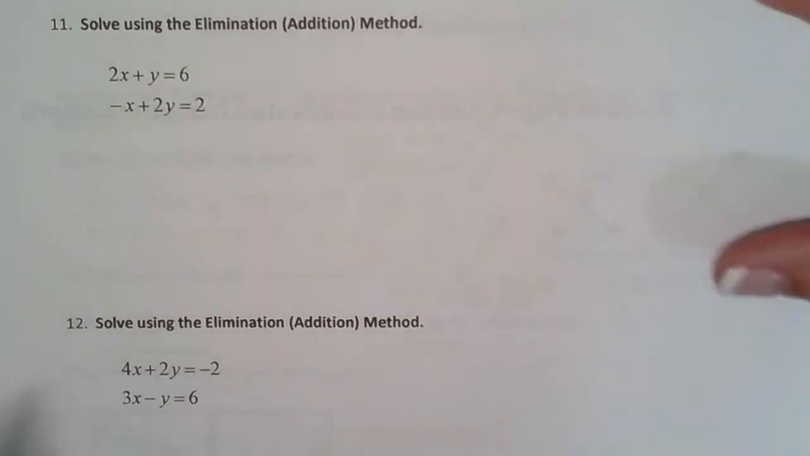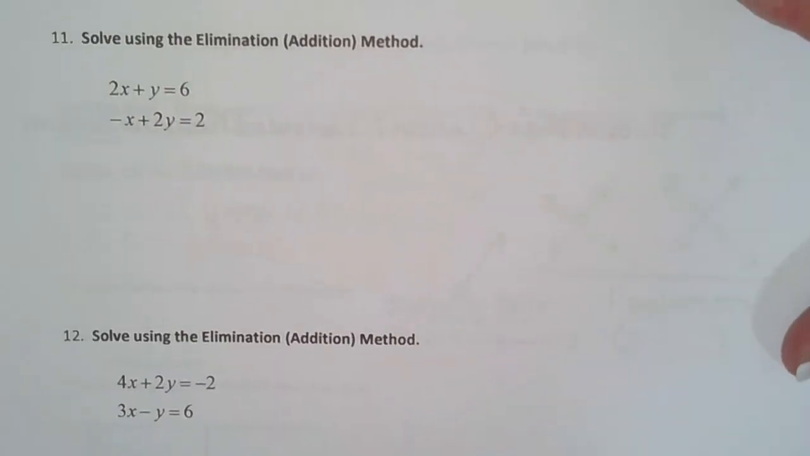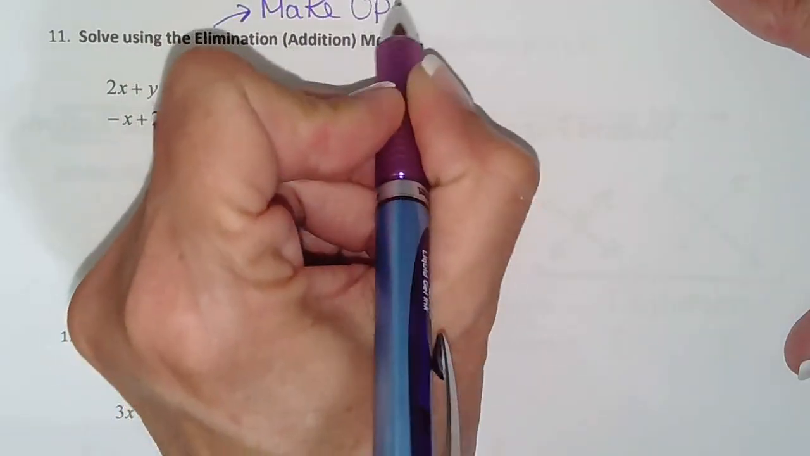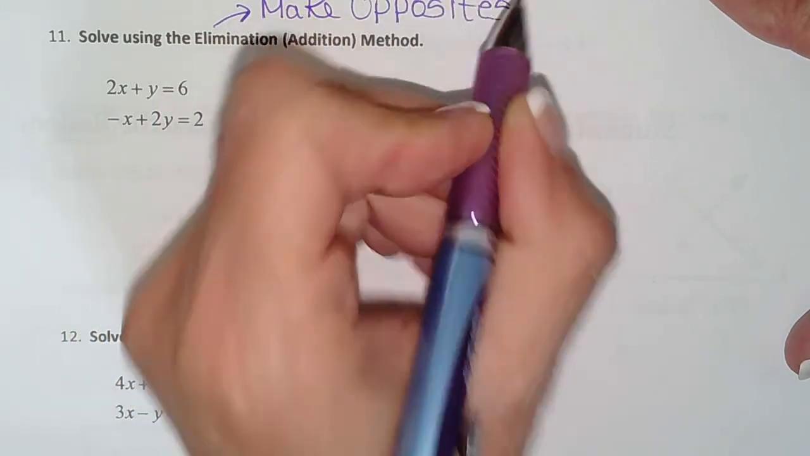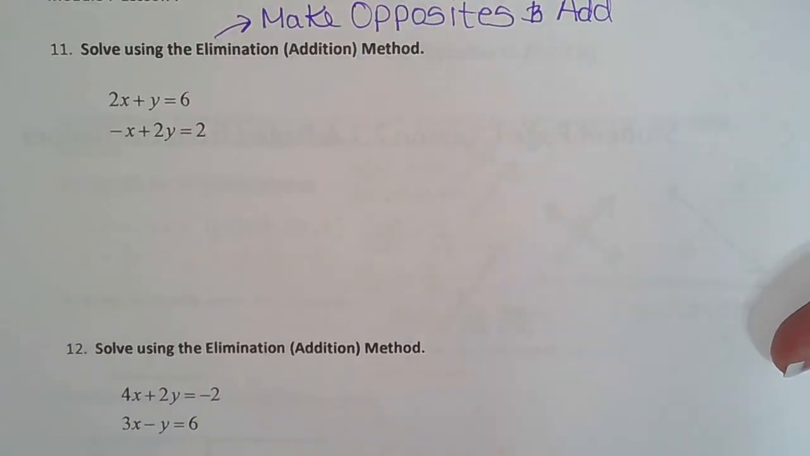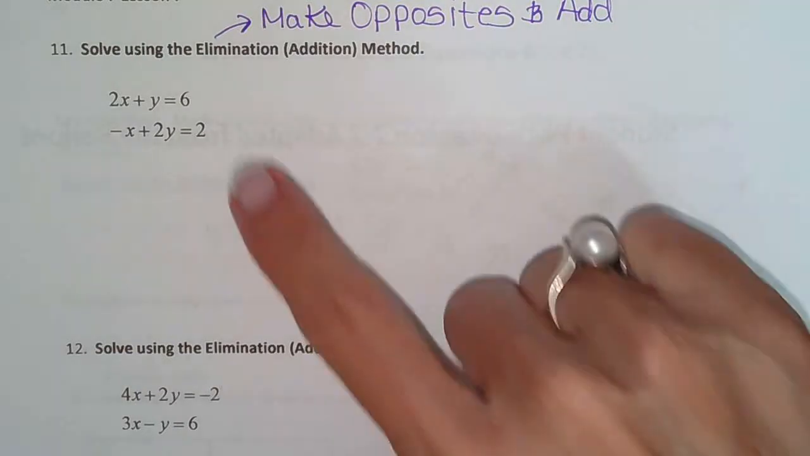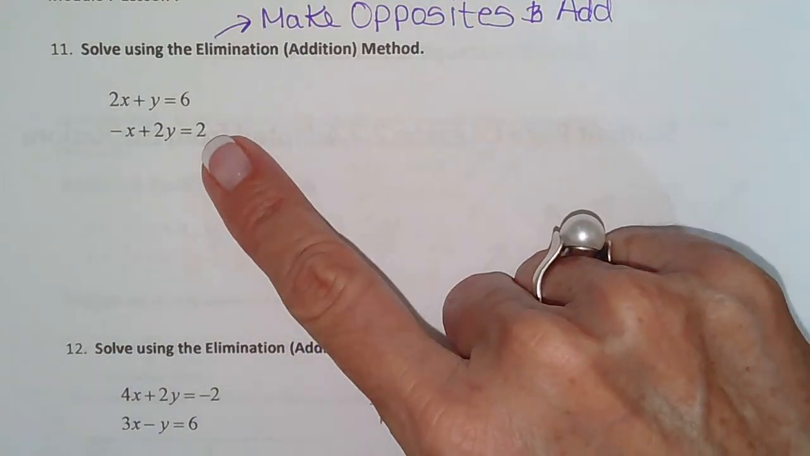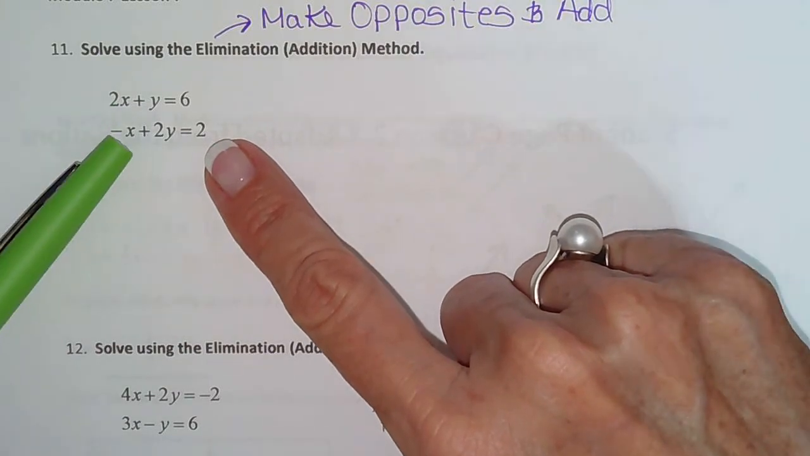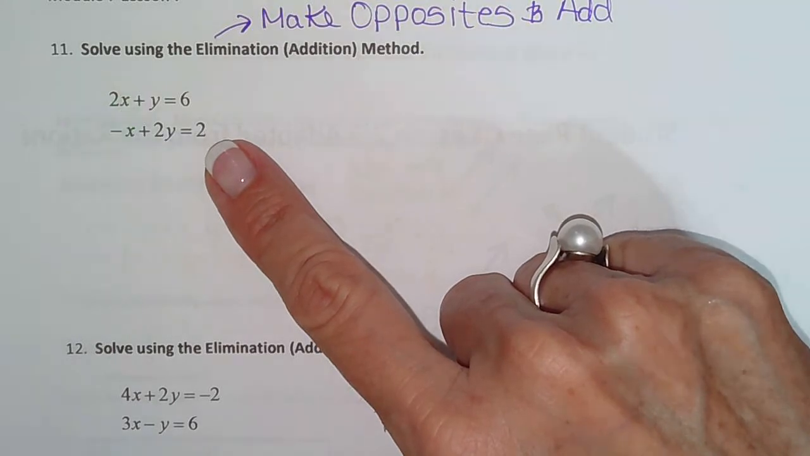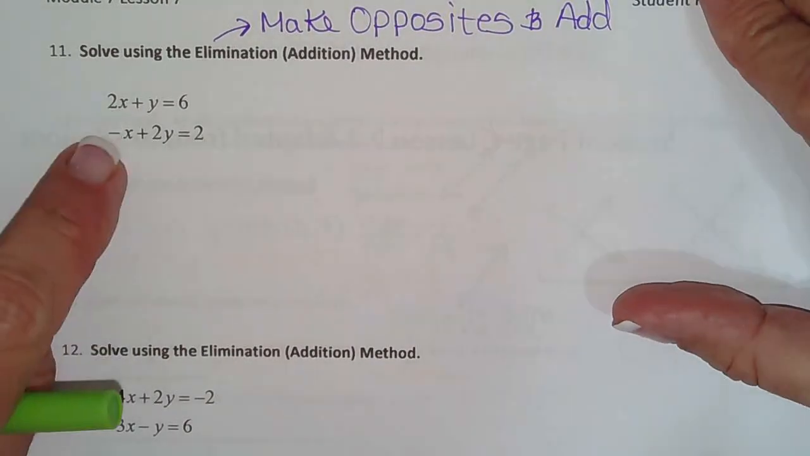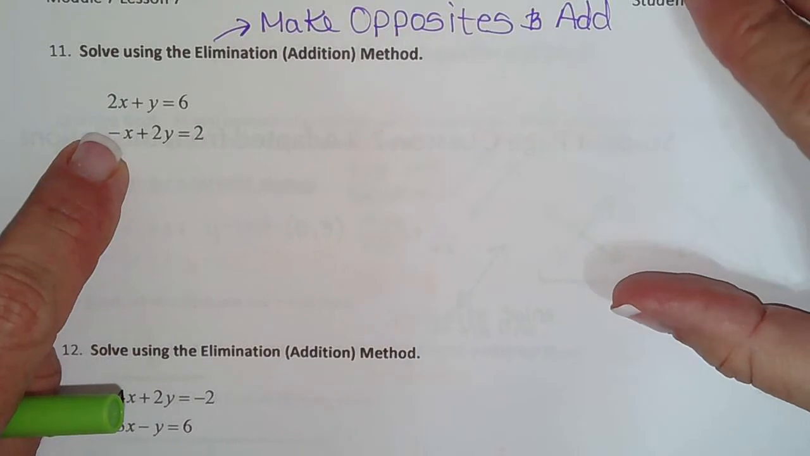Okay, so elimination method, when you see that, what should pop in your head is make opposites and add. So on the substitution method, remember we had to solve for y or solve for x. That was step 1, but on the elimination method, we make opposites and add. So if this is 2x, I could make this negative 2x. This is 2y, I can make that negative 2y. So you're probably thinking, well, how do I know which one to pick? Well, it doesn't matter, but if I have ones that are already opposite signs, that makes it easy for me.